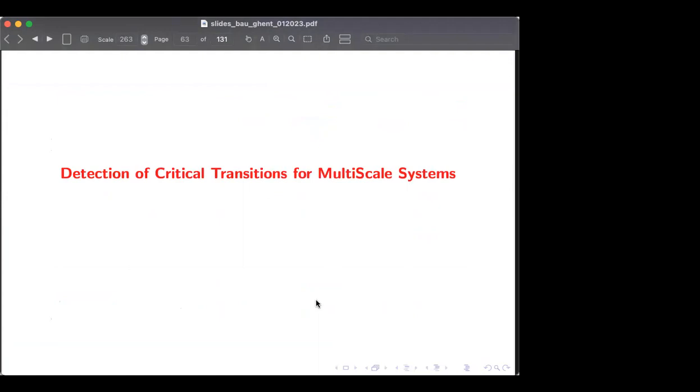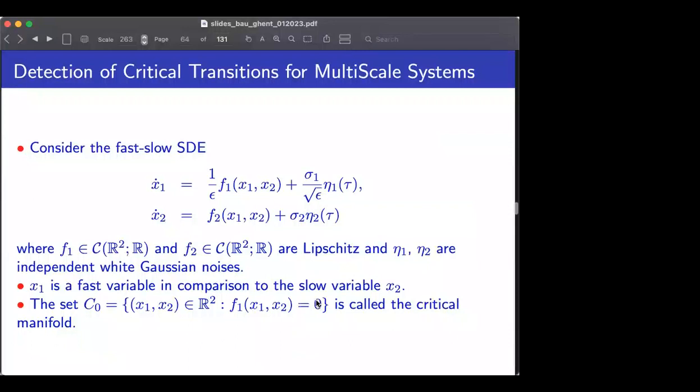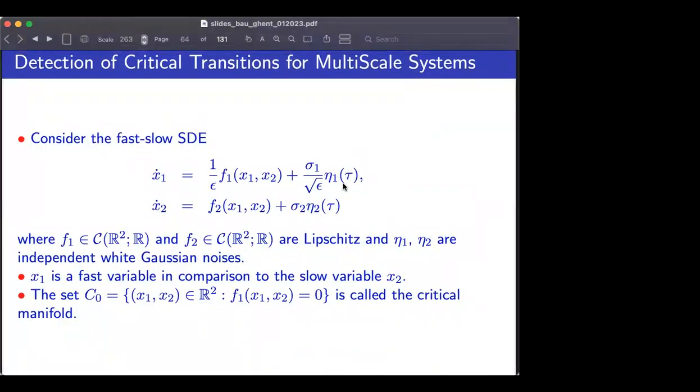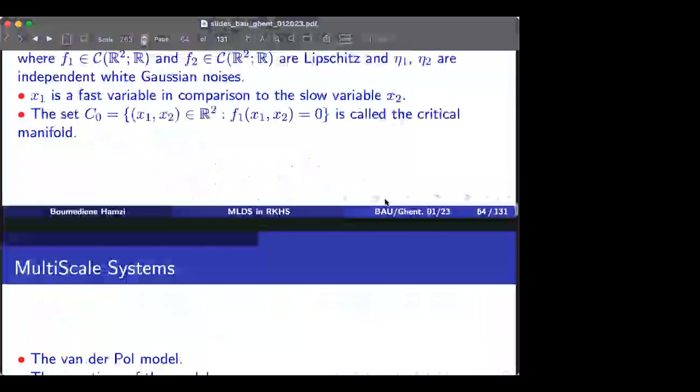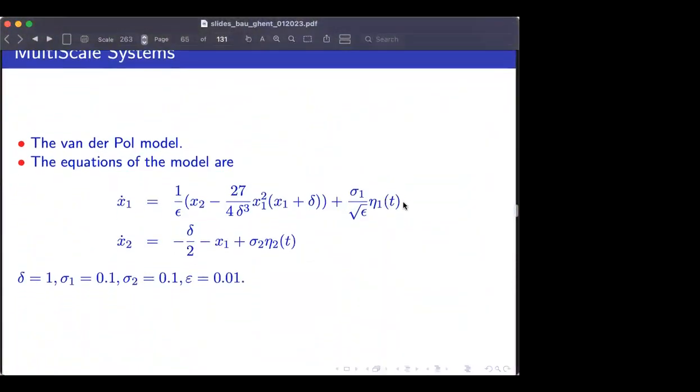Another point is the detection of critical transitions for multi-scale systems. Here we adopted two approaches. We are looking at slow-fast dynamical systems, like slow-fast SDEs. They have a slow component and a fast component, and we'll illustrate it on the van der Pol model. These are the X1 and X2.